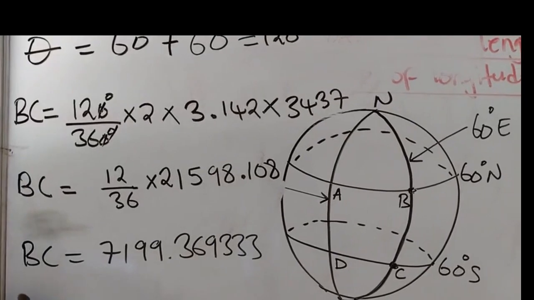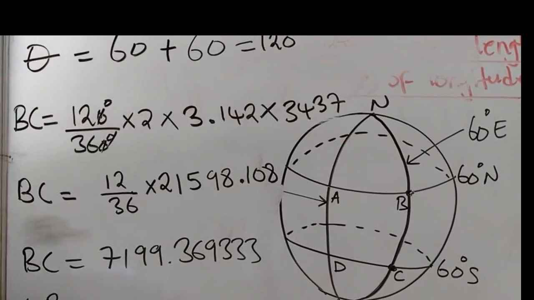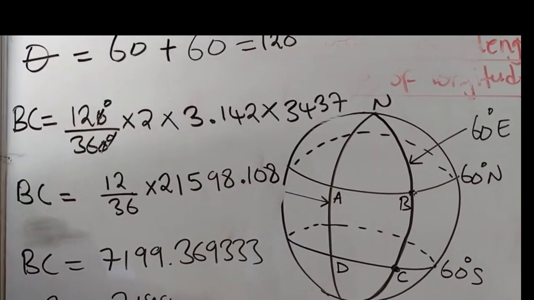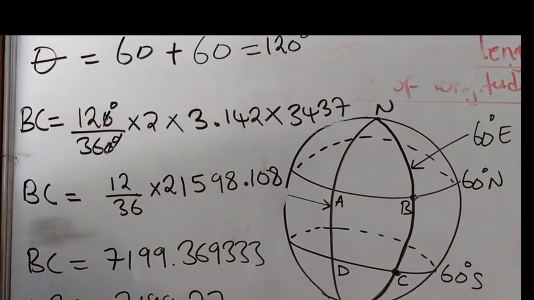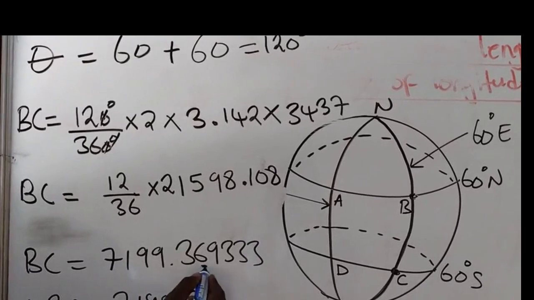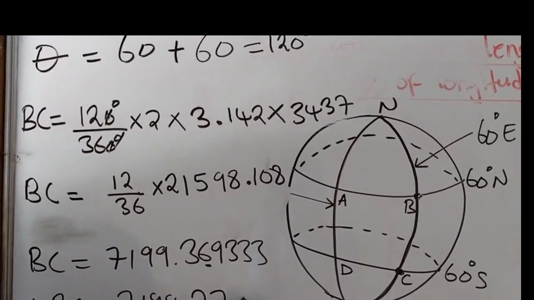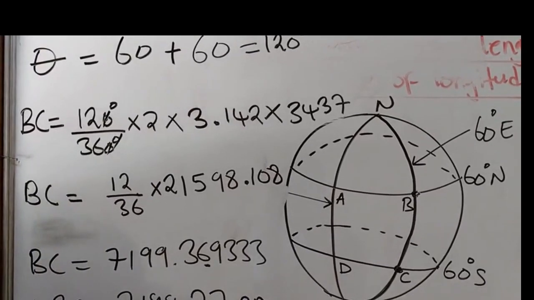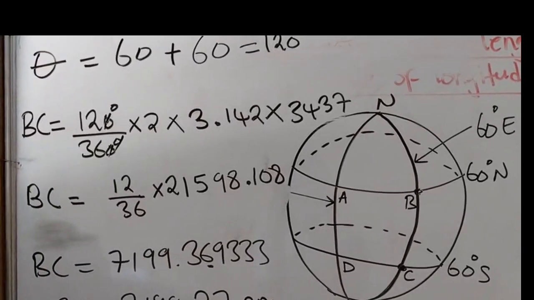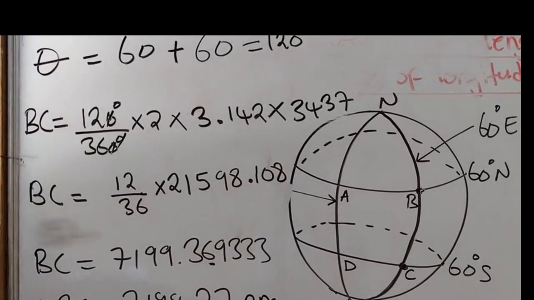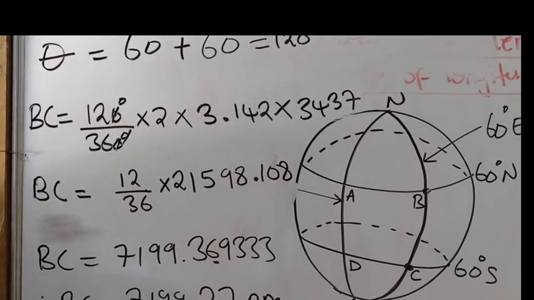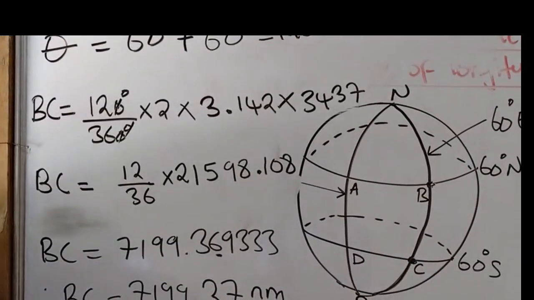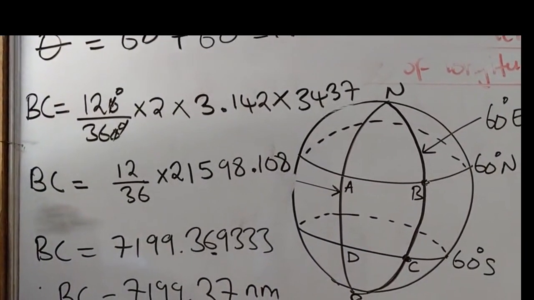So therefore BC is equal to 7199.37. The 2 is rounded up by the 9. Nautical miles. Why am I putting this? Because they said the radius of the earth should be in nautical miles. So this is our answer. We have found the length of BC along the line of longitude.